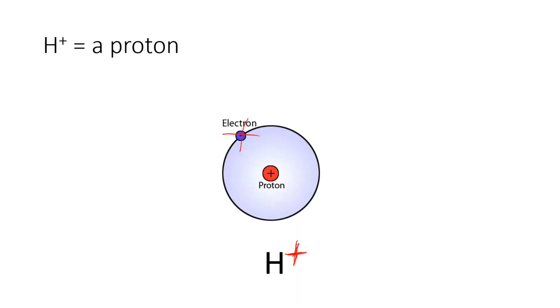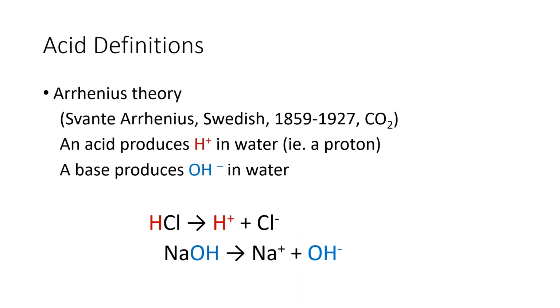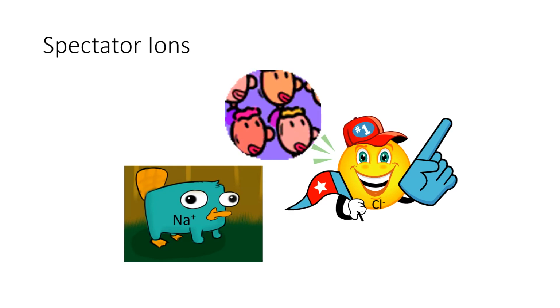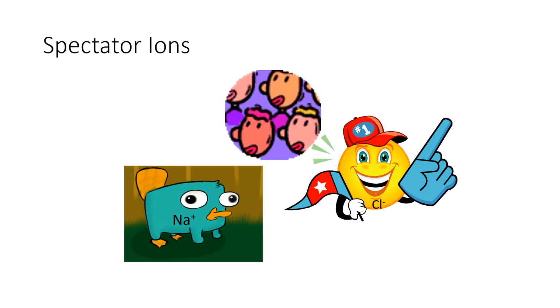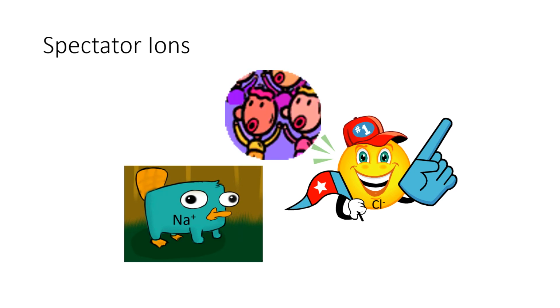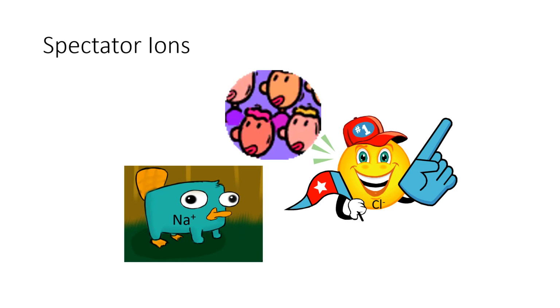So the other things, what about the sodium and the chlorine? Right, here's the sodium and the chlorine. What are they doing? Well, we call those spectator ions because they don't do much. They just sort of watch what's happening. They're not anything of import in these reactions. We're more interested in the H plus and the OH minus.